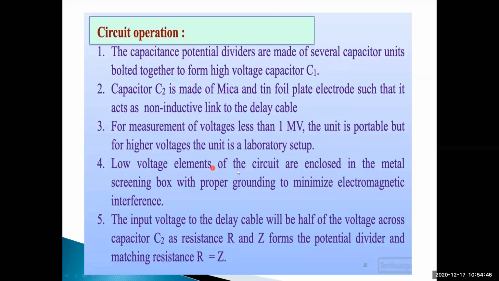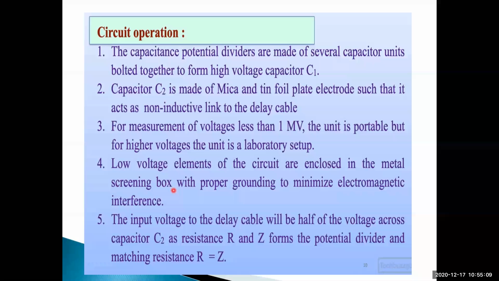The voltage elements of the circuit are enclosed in a metal screen box with proper grounding to minimize electromagnetic interference. Understood? This is to minimize the external stray magnetic fields, so the voltage elements of the circuit are enclosed in a metal screening box. Understood?